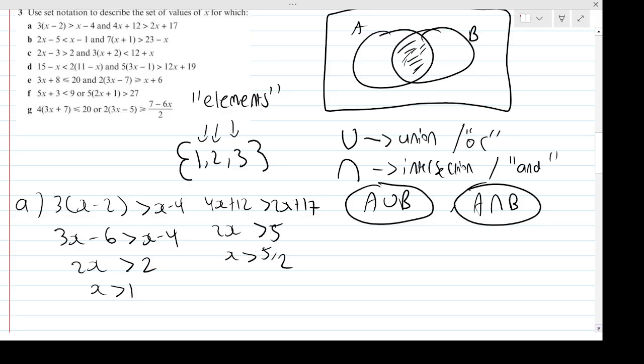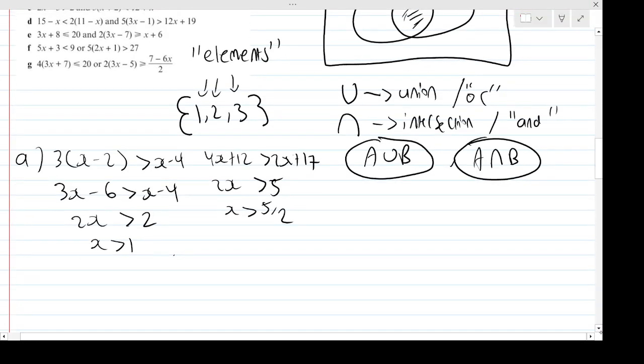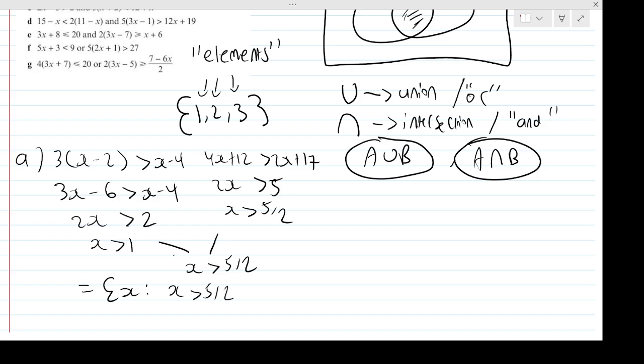Okay, this time it's saying and. So that means it has to be both inequalities, so we need to combine them together. Now think about this. If x has to be greater than 1 and x has to be greater than 5/2, which is 2.5, well, the bigger one is 2.5. So all in all, these just combine to get x greater than 5/2. There we are. So as a set, in set notation, it is the set of values of x such that x is greater than 5/2. Great. Okay, cool.